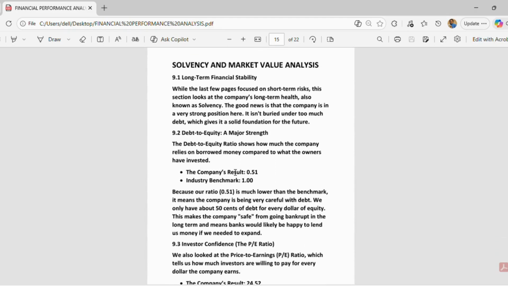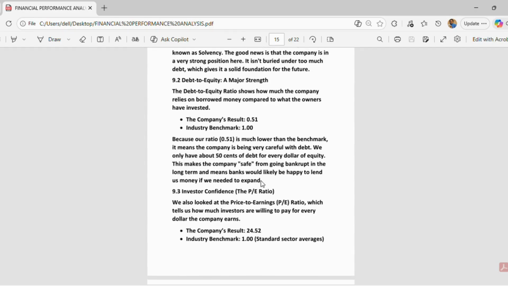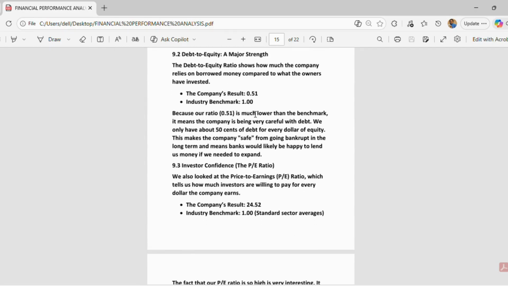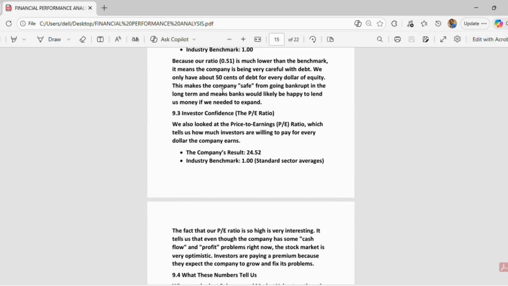Then let's move to the solvency ratios. That means long-term financial stability. The company's result is 0.15 but the industry benchmark is 1.00. It is much lower than the benchmark. That means the company is being very careful with debt. This makes the company safe from going bankrupt in the long term and means banks would likely be happy to lend us money if we needed to expand.